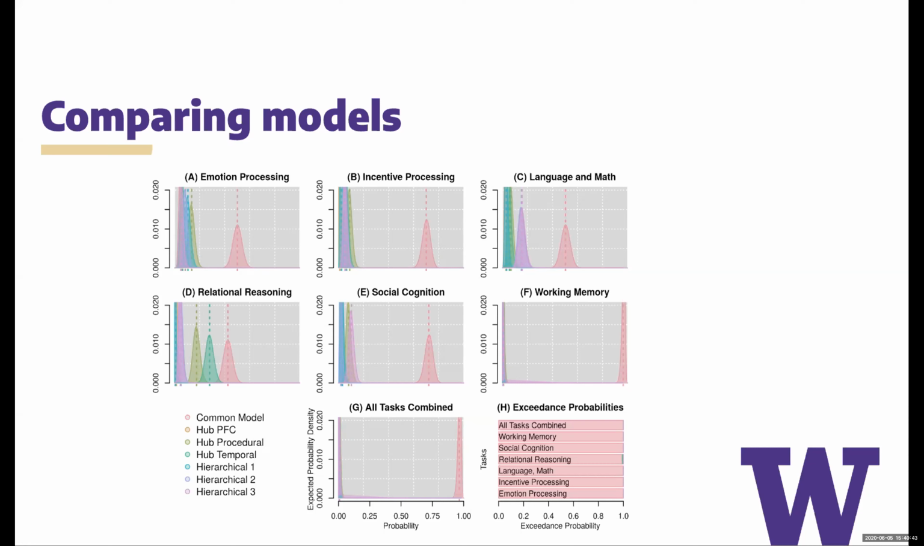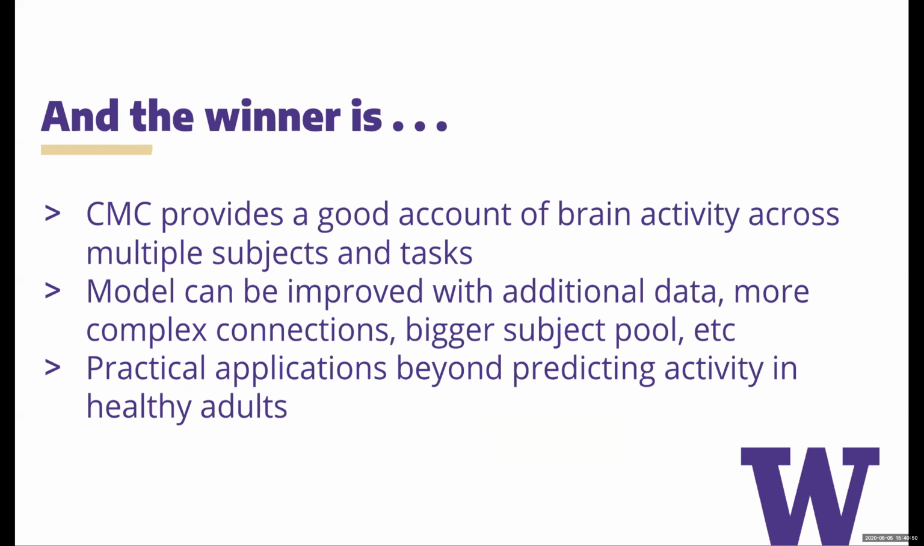So I guess in the interest of time and getting to the third part of the talk, I will just pause here to say that so far, at least of what we've tested so far, the common model provides the best account of brain activity across multiple subjects and multiple tasks, at least of the structures we've tested so far.